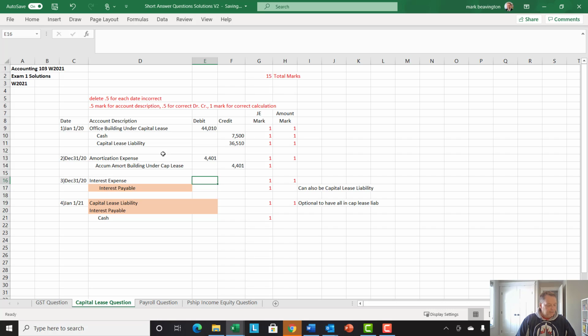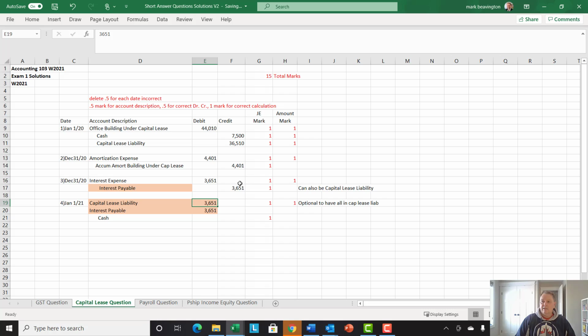And we know that it's 10% interest on this $36,510, which should be $36,551. And so we set up the expense at $36,551, either an interest payable or capital lease liability, your choice, but you need to be consistent with the next one. If you used interest payable, then you needed to debit interest payable here for this amount. Sorry, the interest payable is this number right here.